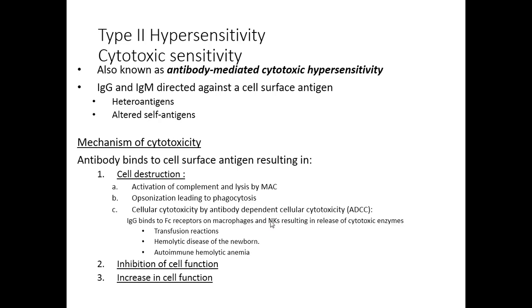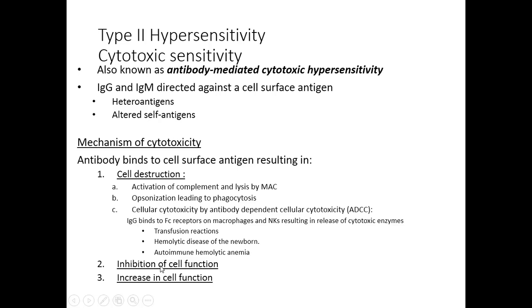antigen-antibody binding. We're going to see this in a few minutes when we look at these reactions: transfusion reactions, hemolytic disease of the newborn, and autoimmune hemolytic anemia. So this is the first mechanism of cytotoxicity, cell destruction. There are two other mechanisms of cytotoxicity as a part of these type 2 hypersensitivity reactions.